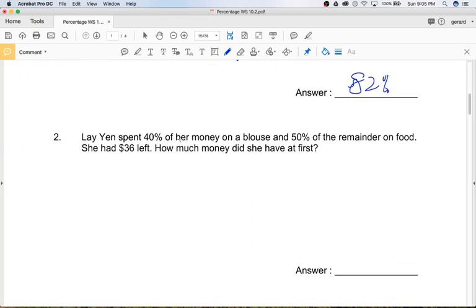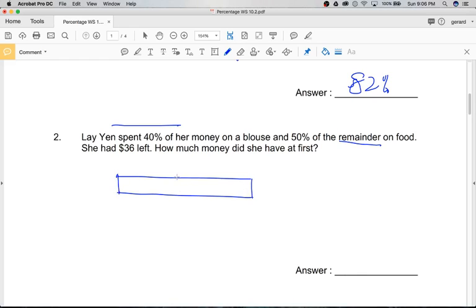Now, Leanne spent 40% of her money on a blouse and 50% of the remainder on food. Now take note of the word remainder. You know what it means. Usually for these kinds of questions, when you see the word remainder, one good way is to use the model method to help you see better. So we draw a line here, and right below it we draw another line. This is our model.